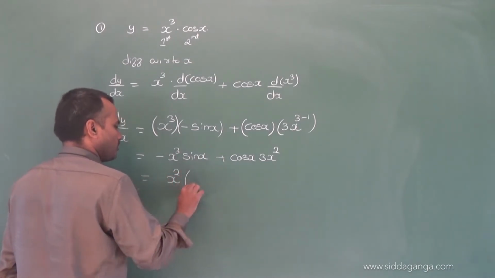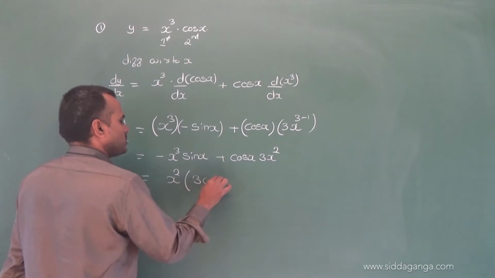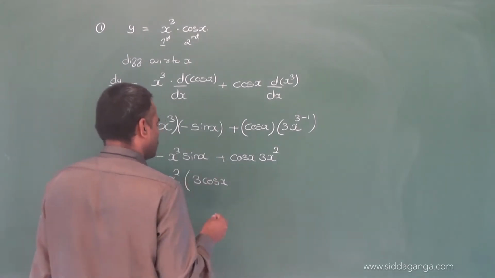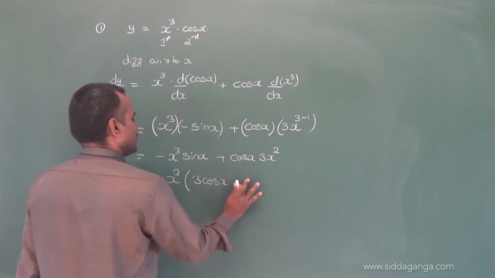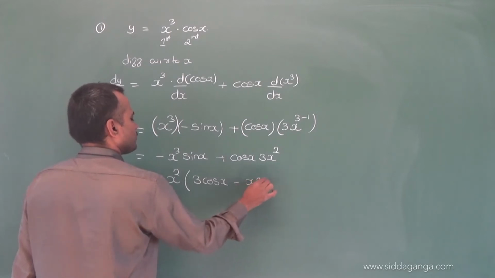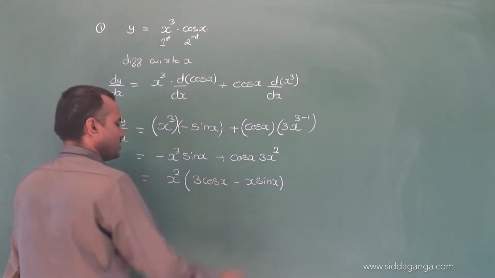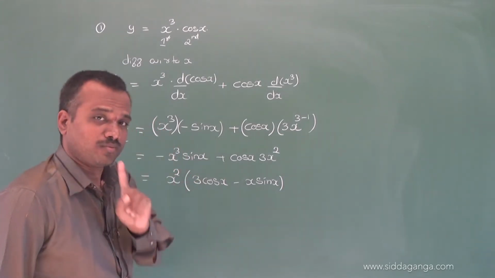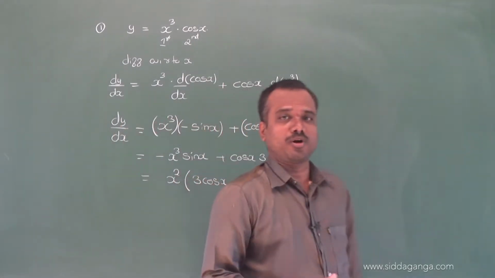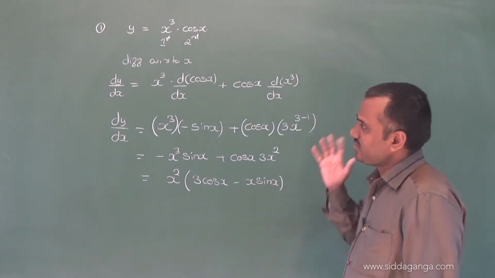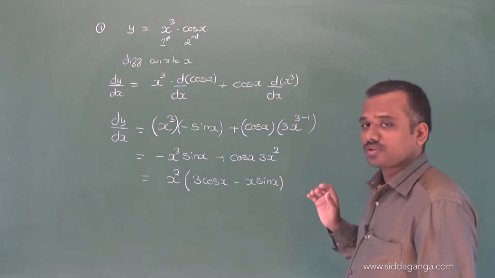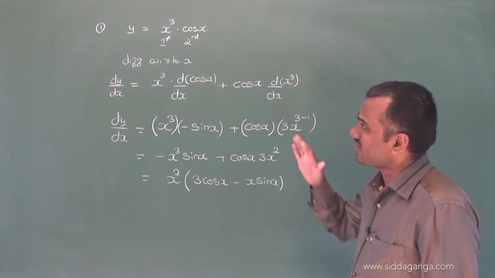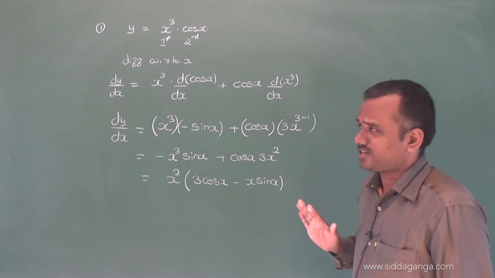Take x square common. Write first positive sign, 3 cos x minus, I take x common, that's why x into sin x. Observe this problem carefully. Observe the problem first. Clearly, observe each step carefully. What I do, what I explain, the same thing I write.